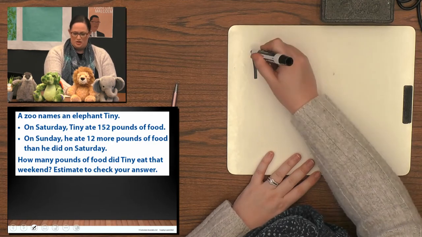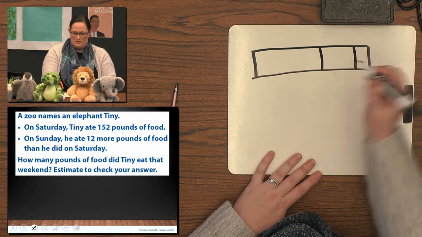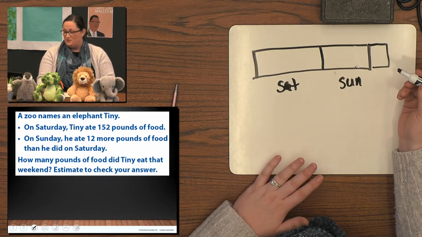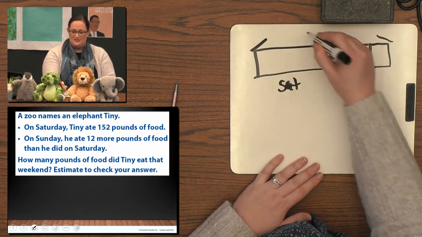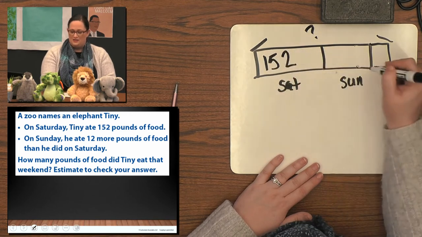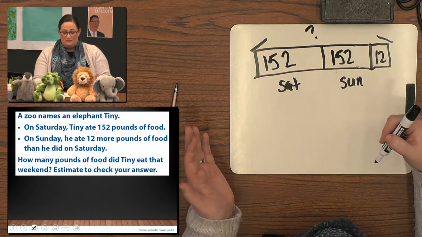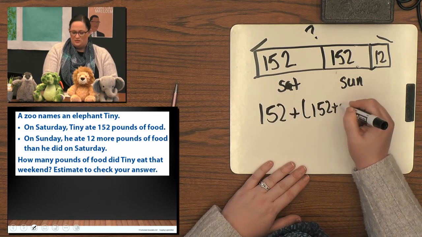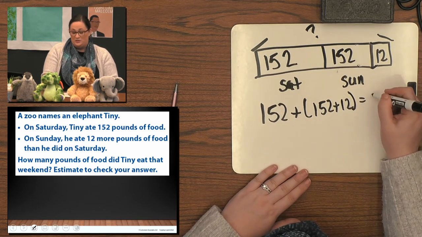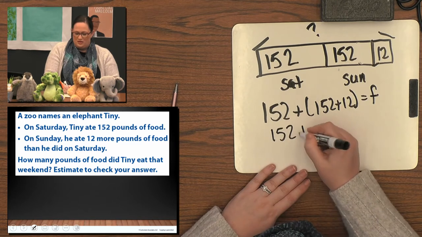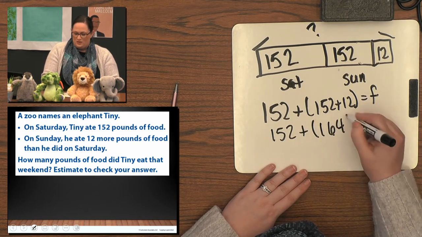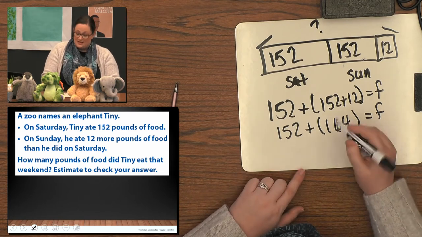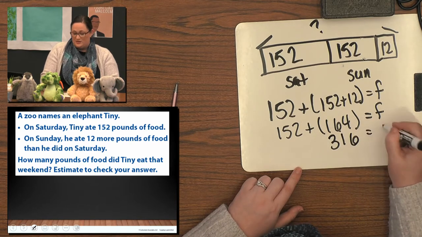We made this bar model to show Saturday and Sunday, if you remember. Saturday, Sunday, oops, I did that wrong. And we were trying to figure out how many pounds of food Tiny ate for the whole weekend. And we knew that on Saturday it was 152, and on Sunday it was 152 plus 12, and so we did our work, and then we checked it with estimating. So we did 152 plus 164 equaled the food. And then we added that together, and we got 316 pounds of food that Tiny ate.